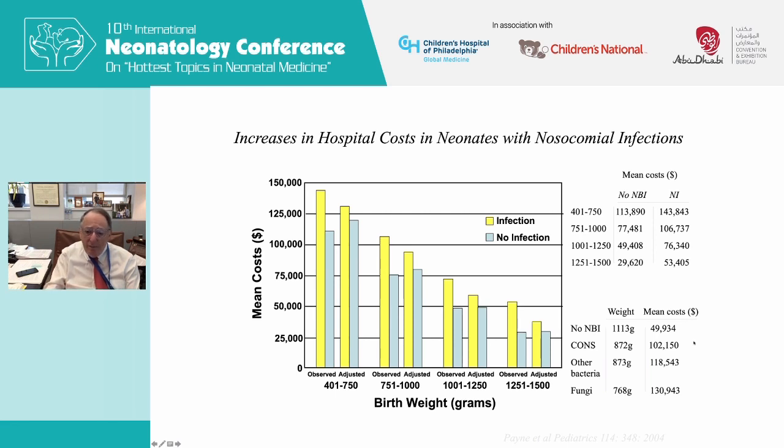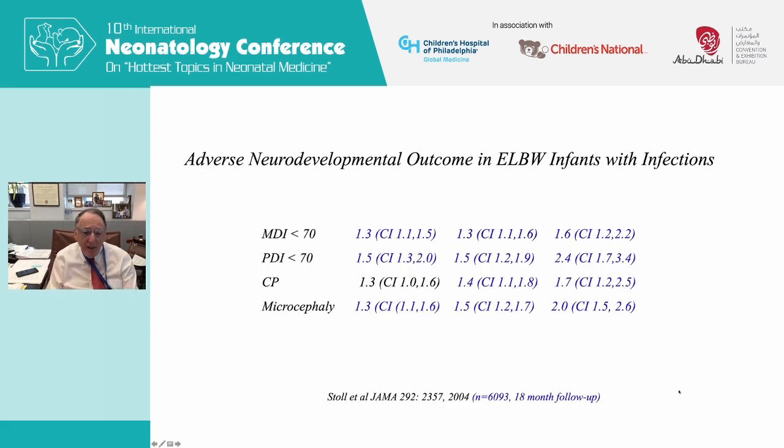And it also varied by the kind of pathogen. Down over here, we have no nosocomial infection with a mean cost of about $50,000. Here's coagulase-negative staphylococcus, an increase for that pathogen, about $50,000. Other bacteria, gram-positive, gram-negative, a little bit higher, and fungi being the most expensive. And these are data from Barbara Stoll from the Neonatal Research Network, published a number of years ago, but it's since been replicated in other publications looking at the outcomes of ELBW babies who are infected.